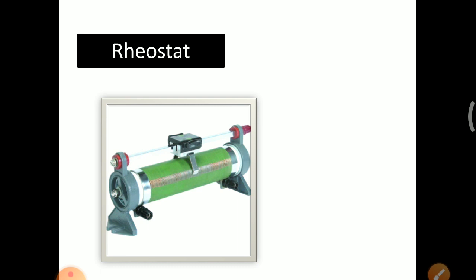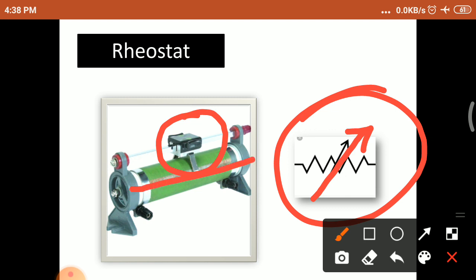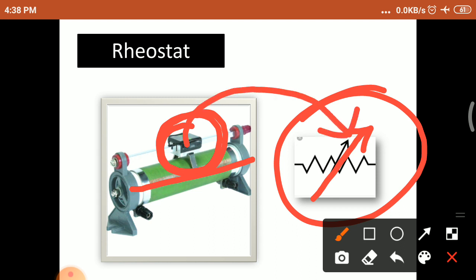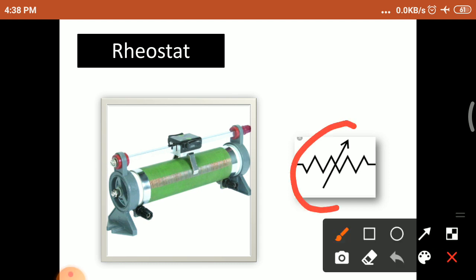The next one, a rheostat. This is a rheostat. It is represented by this symbol. Here I have given one arrow mark. The arrow mark means we can change the resistor value. So this component is represented by the arrow mark and this resistor is this symbol. Do you understand? This is a rheostat and otherwise we can call it variable resistance. Variable means you have to put an arrow mark in this direction.